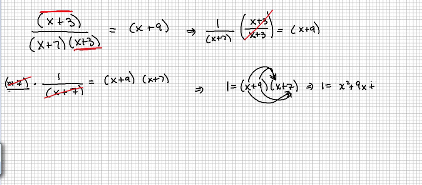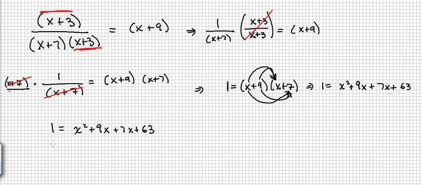So we'll get plus, we're going to get 9, we got 9x here, plus we're going to get 7x plus, that'll be 63. So we have 1 equals x squared plus 9x plus 7x plus 63.